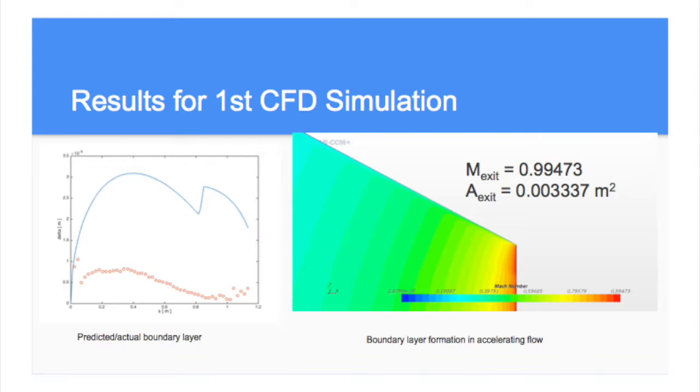The analytical displacement thickness has a somewhat similar shape to the CFD solution, but the magnitude is some 3 to 4 times larger than the CFD result. Note the sudden change in the analytical displacement thickness close to the exit is a result of the laminar to turbulent transition.